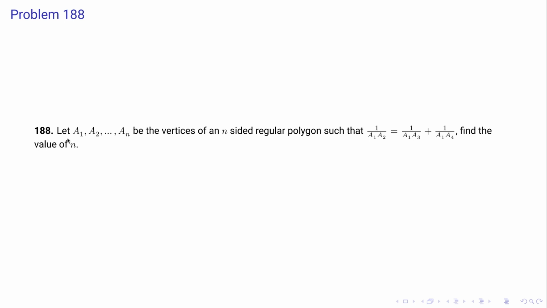Problem 188 says that let A1, A2 to An be the vertices of an n-sided regular polygon such that 1 by A1A2 is equal to 1 by A1A3 plus 1 by A1A4. Find the value of n.